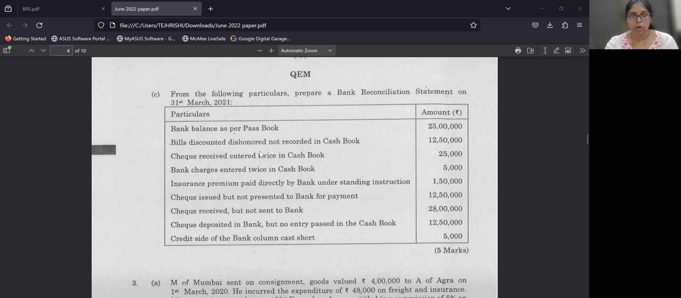So let's start with preparing the bank reconciliation statement. Bank reconciliation statement as on 31st of March 2021.